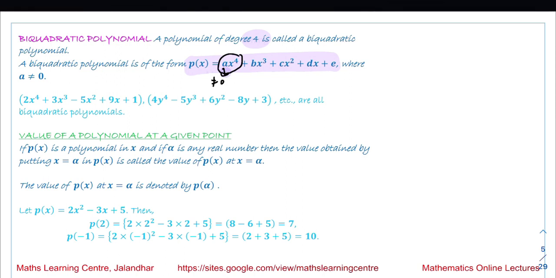So these are some of the examples. This is one polynomial that is given to us. This is the second polynomial that is given to us. So these are the examples of biquadratic polynomials.